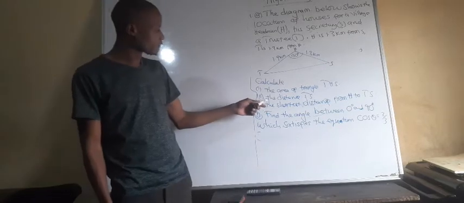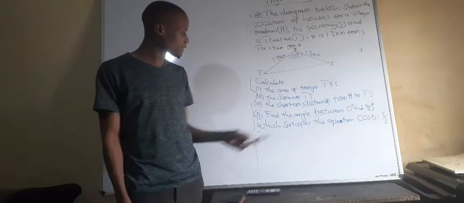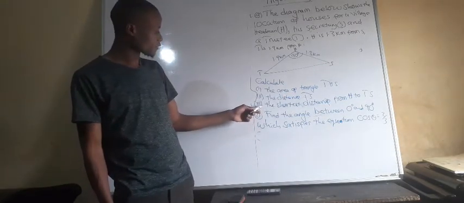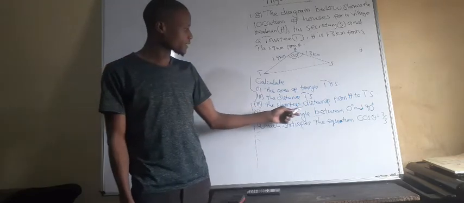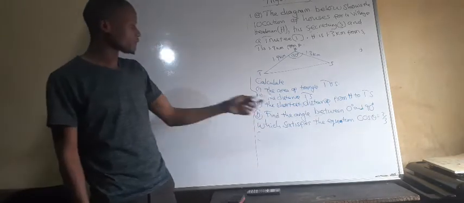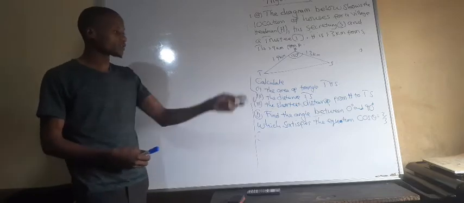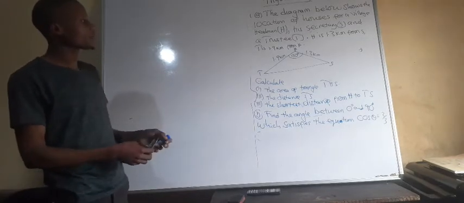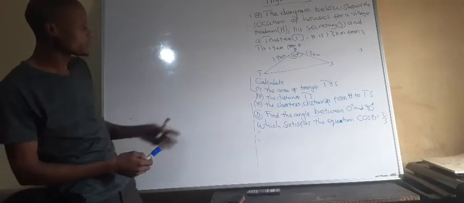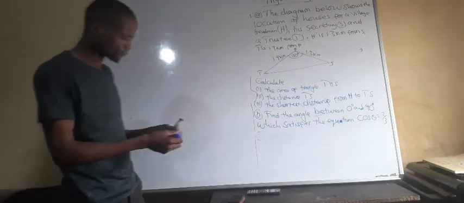Then B, find the distance TS. Then 3, the shortest distance from H to TS. Then we find the angle between 0 and 90 degrees which satisfies that expression. So how can we find the area of the triangle?